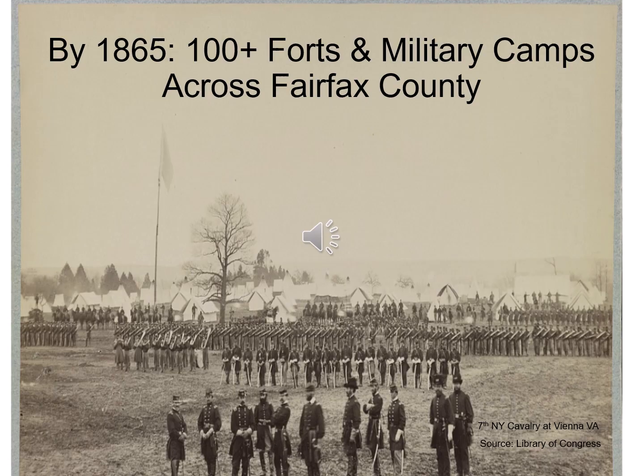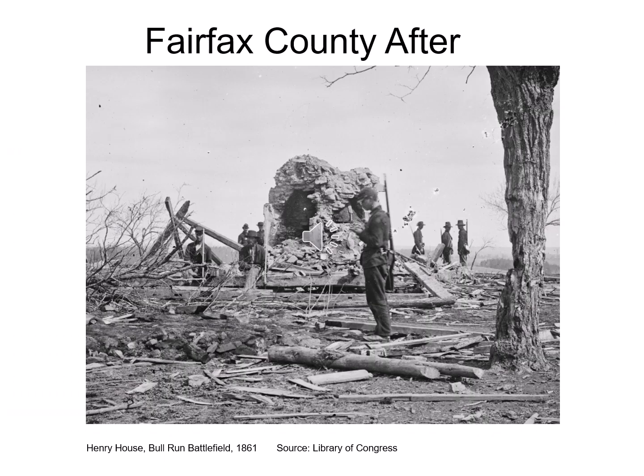By 1865, there were over 100 forts, military camps, and fortified works across Fairfax County. This slide shows the 7th New York Cavalry installation at Vienna. This image shows the Henry House on the Manassas battlefield, how broken down and torn up it was. This house was only about 2 miles from Fairfax County border. So with that in mind, I'm going to read to you how Fairfax County was described immediately after the war.